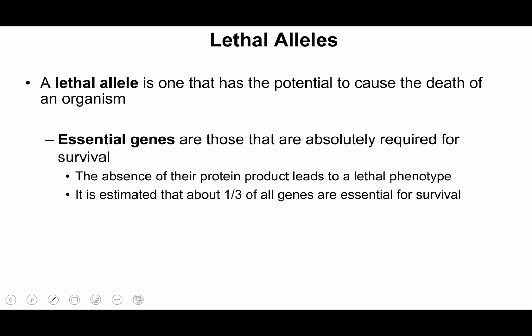Something else that's going to cause our Mendelian expected values to change is a lethal allele. So if we have a lethal allele, this has the potential to cause death in an organism. And if it's an essential gene, it's absolutely required for survival. It's going to lead to what we call a lethal phenotype, and it's never going to be able to survive or reproduce. It's estimated that about a third of all of your genes are essential for survival, and so they do not tolerate mutations very well. Mutations tend to lead to lethality.